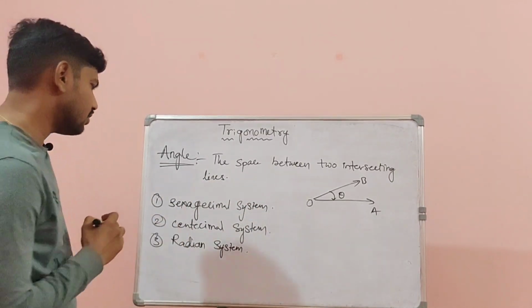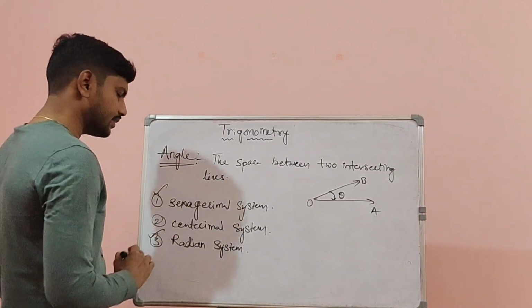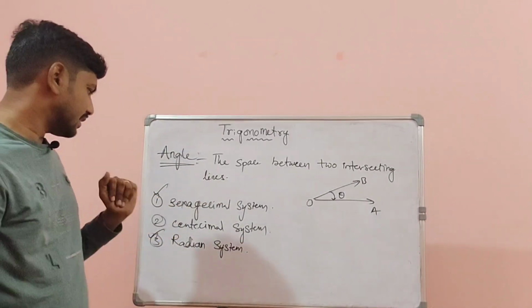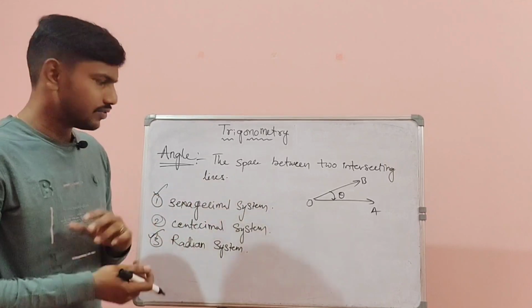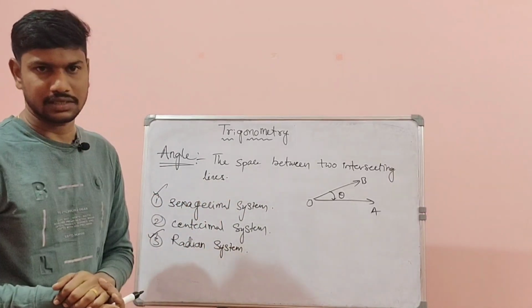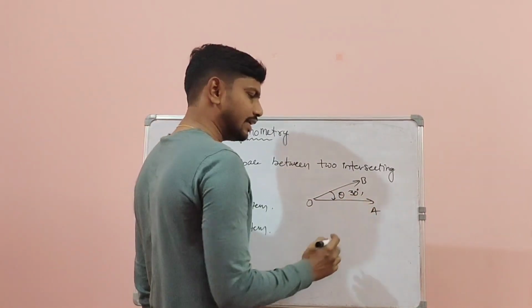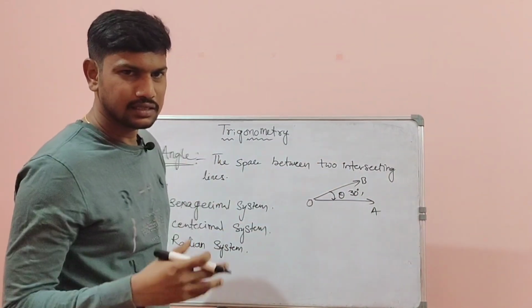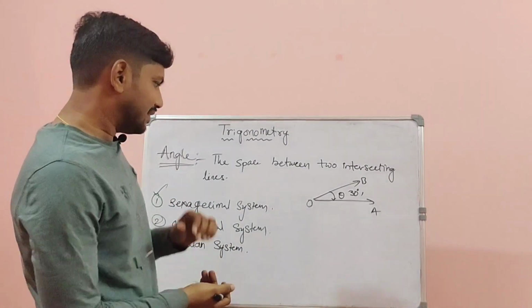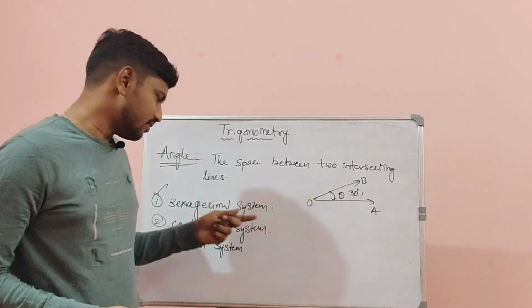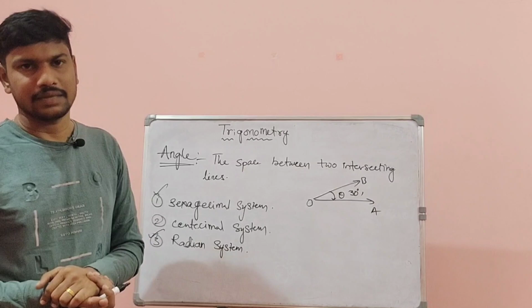So mostly we will follow the sexagesimal system and the radian system. We are aware of the sexagesimal system from childhood onwards, but we will not use the word sexagesimal. Normally we find angles like 30 degrees, 40 degrees, 45 degrees, 60 degrees, 70 degrees, pronouncing them in degrees. This concept of degrees comes from the sexagesimal system.